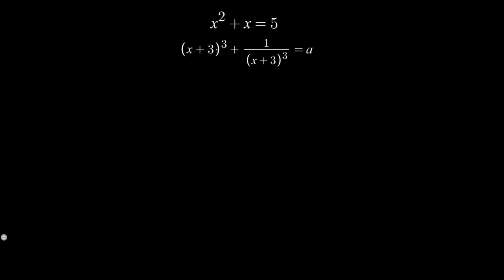So here we have a problem where we were asked to find a. We have x squared plus x is equal to 5, and this expression, (x plus 3) cubed plus 1 over (x plus 3) cubed, is equal to a. But how do we find a exactly?